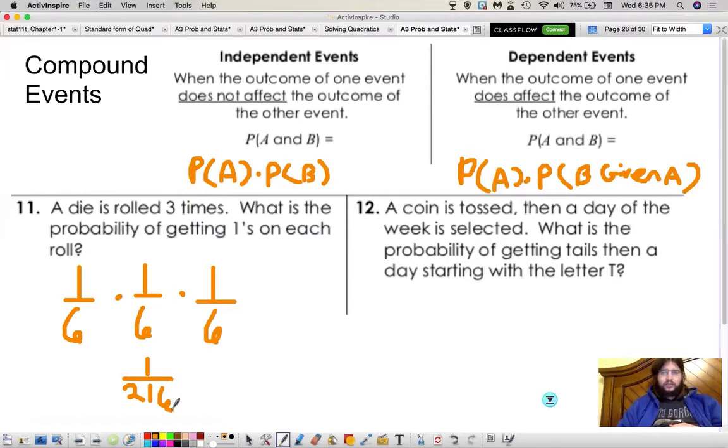A coin is tossed, then a day of the week is selected. Well, if you flip a coin, does that change what day of the week it is? Unfortunately, no, otherwise it would always be Saturday and Sunday, right? What's the probability of getting a tails and then a day starting with the letter T? So tails, well, there's 1 tails, 1 heads, that's half probability, 1 out of 2. And days of the week, well, there's 7 days: Monday, no, Tuesday, yeah, Wednesday, Thursday, Friday, Saturday, Sunday. 2 of them start with T. Type it in the calculator, you get 1/7.